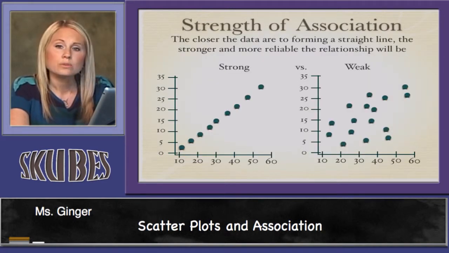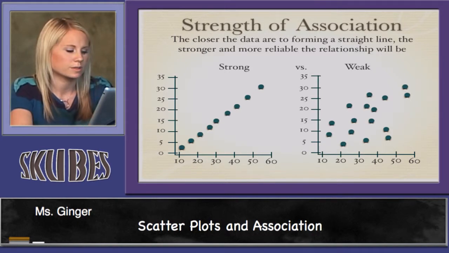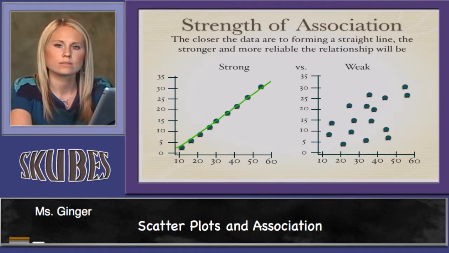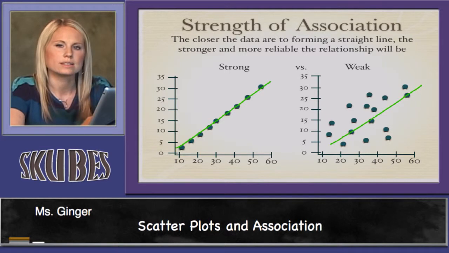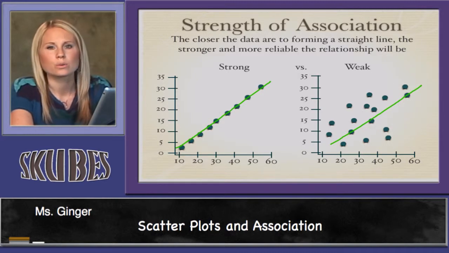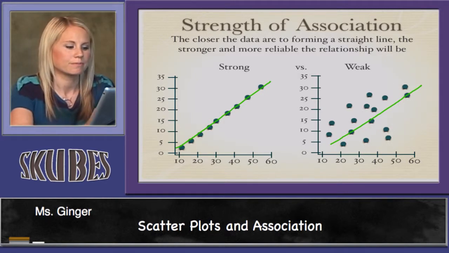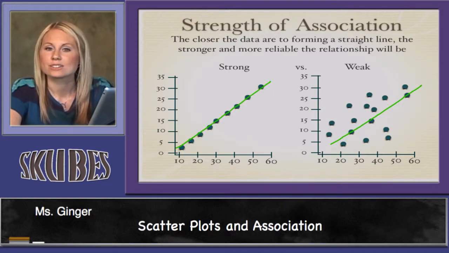All right, so when you do find a pattern in your data, sometimes it's very, very strong and it forms a nice tight line, like this one on the left, and sometimes it seems to be a general trend, but it's not a very strong association. So be on the lookout for that. The more scattered your points are, the weaker the association. So this concludes our lesson on scatter plots and association.